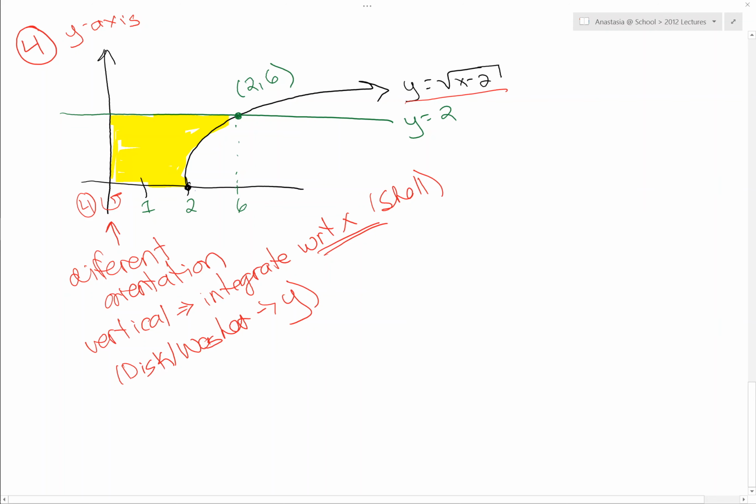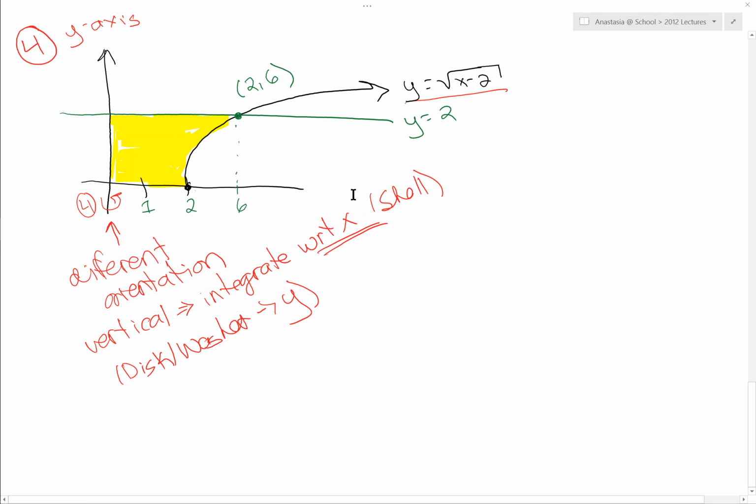So our equation, y equaling the square root of x minus 2, is already written in terms of the correct variable. We don't need to rearrange it like we did for the other parts. But we need to figure out what our bounds of integration, our shell height, and our shell radius are going to be. And notice all of those things are going to change because of the fact that we have changed our orientation here. So we're writing in terms of x.